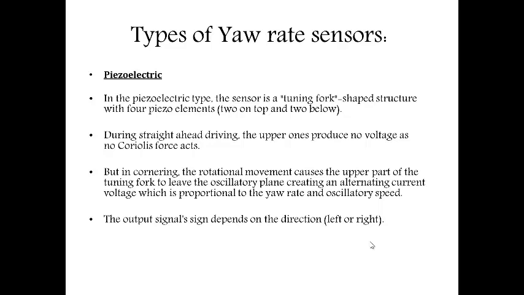So when the voltage is applied, the bottom piezo elements will start to oscillate, and the upper section of the tuning fork with its piezo elements will also oscillate, giving counter-phase oscillation. So there won't be any Coriolis force. When it moves in cornering or rotational movement, it will cause the tuning forks to leave the oscillatory plane and it will generate some voltage. This voltage will be proportional to the yaw rate and the oscillatory speed, and so the output signal will depend on its right or left direction.